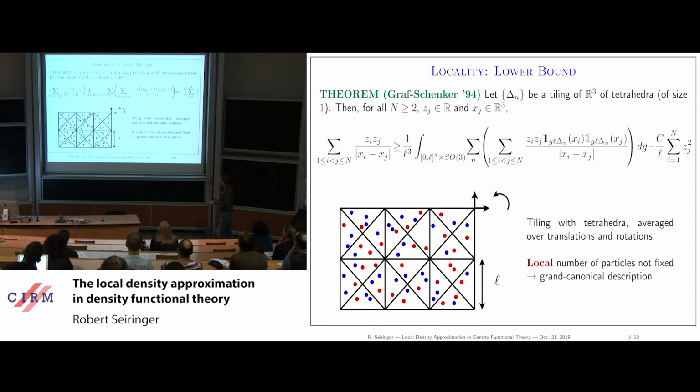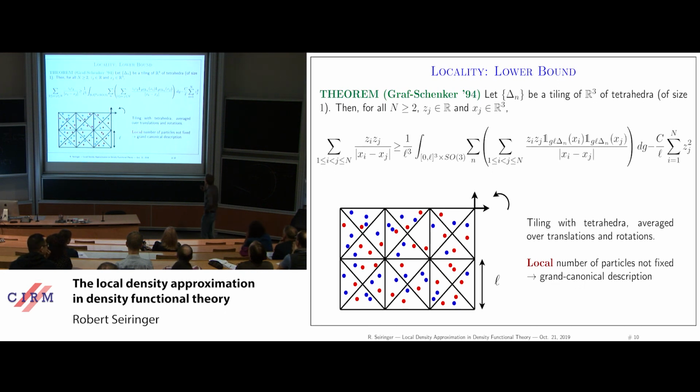Okay, so a few words, I think, both for the upper and lower bound. So we have a bound on the local density approximation, which means we have both upper and lower bounds. For the lower bound, a key ingredient is an inequality that goes back to Graf and Schenker in the 90s, which is really an inequality for just a classical Coulomb system. It somehow quantifies this locality question I mentioned, and in particular the screening that goes on in Coulomb systems.